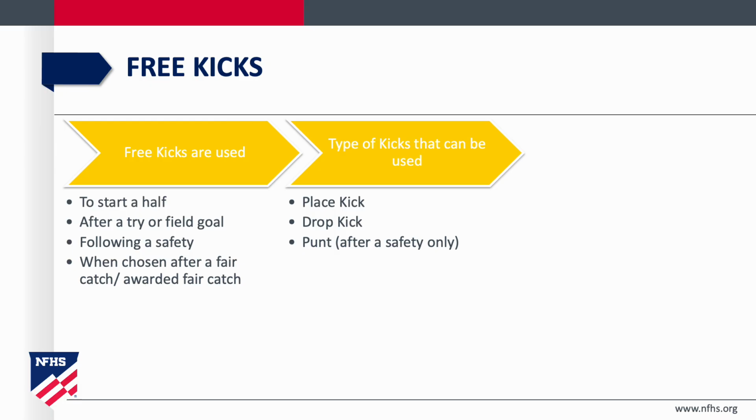The next kick is a drop kick. This is where the player drops the ball to the ground and then kicks it after the ball has hit the ground and begins rising from it. Finally, a punt can be used, but only for a free kick after a safety. A punt is when the ball is dropped and kicked before it hits the ground.